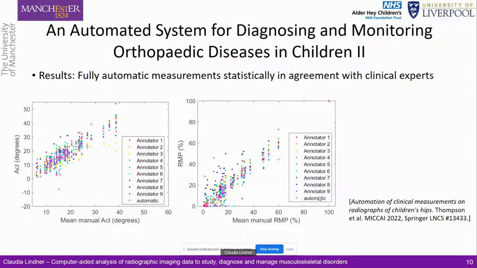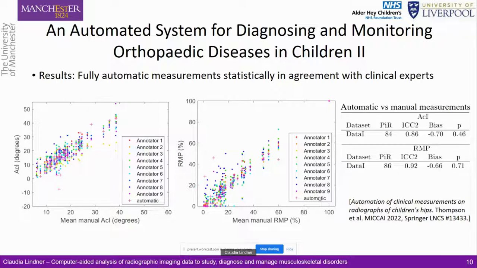Now, in terms of results, I suggest that our fully automatic measurements based on the point positions identified by bone finder were statistically in agreement with clinical experts. And again, these plots are very similar to the ones that you've seen for the previous study: the x-axis are the images, and the colorful dots are the variation of the manual clinical expert measurements. And in this case, the red crosses are the results of our fully automatic system. We've got the acetabular index measurement on the left, and the Reimer's migration percentage measurement on the right. And again, just visually, this suggests that our system is in agreement with the clinical experts, but if we statistically validate that, we find high agreement, and we can also evidence that there isn't any bias in the automatic measurements that we are generating.